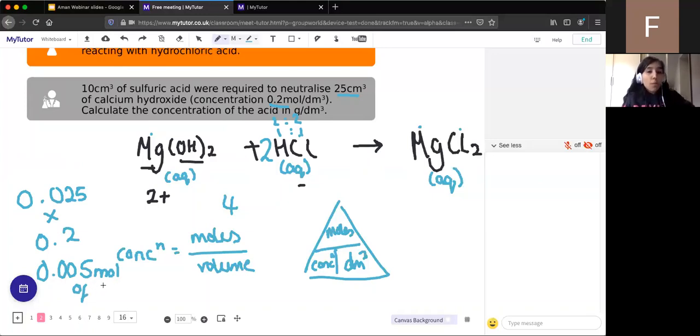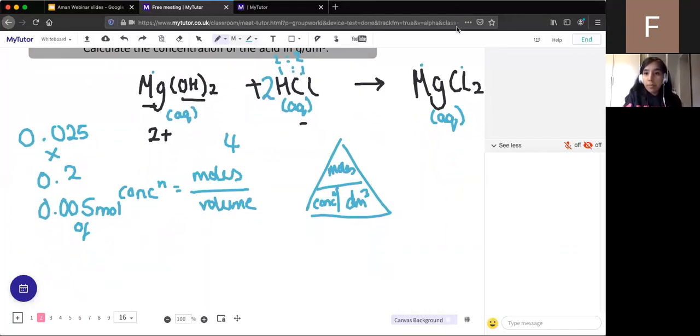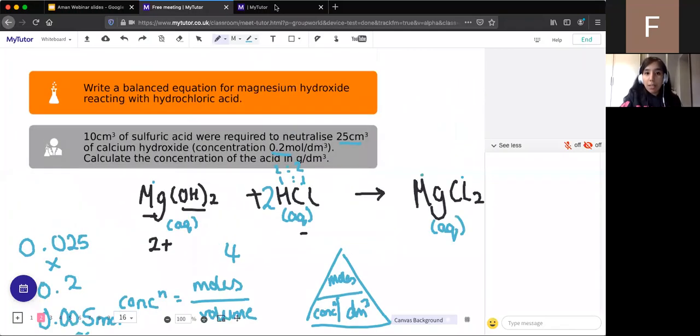So now that we've got the number of moles of calcium hydroxide, what do we need to do next? So we've worked out the moles, what's the next step? Okay, so remember then, the next step is to look at a balanced equation so that we can identify the ratio of calcium hydroxide to sulfuric acid so that we can work out how many moles of sulfuric acid there are. So to do that, we need to write a balanced equation.